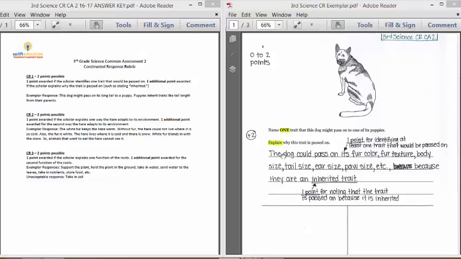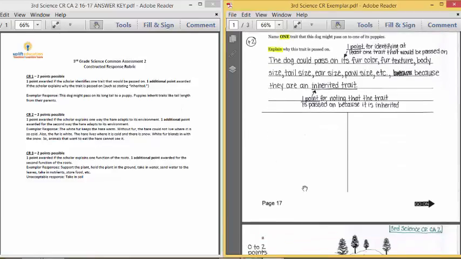Scholars should receive 1 point for identifying at least one trait that would be passed on by saying, like, the dog could pass on its fur color, texture, body size, tail size, ear size, etc. There are a lot of different examples. And then they will receive a 2nd point for noting that it is passed on because it is an inherited trait. They might also say something like the dog might pass on its long tail to its puppy. Puppies inherit traits like tail length from their parents, something along those lines.